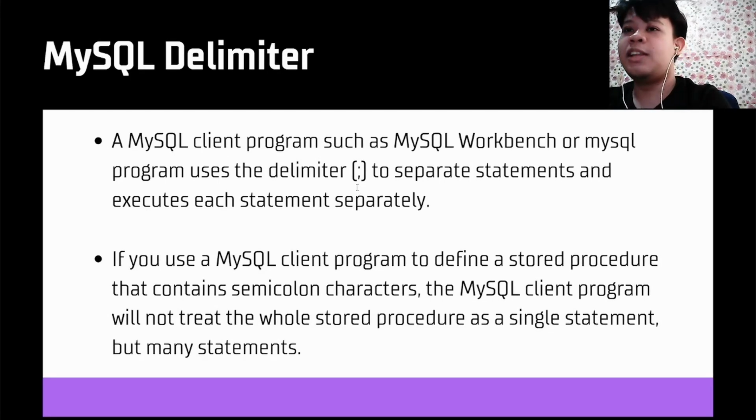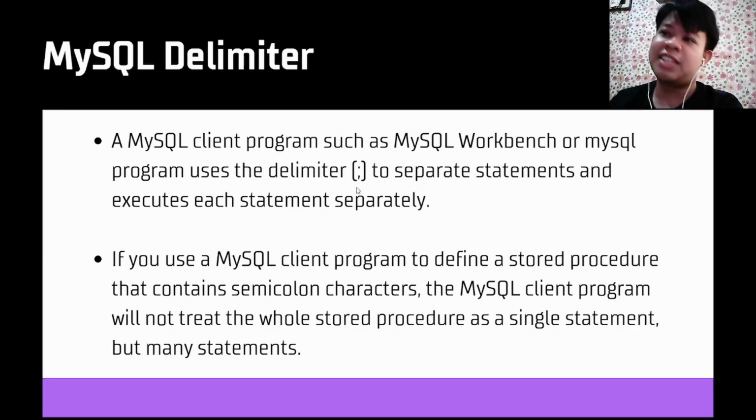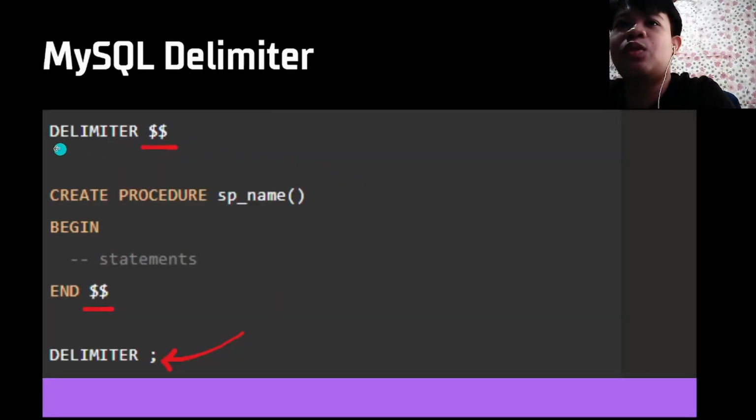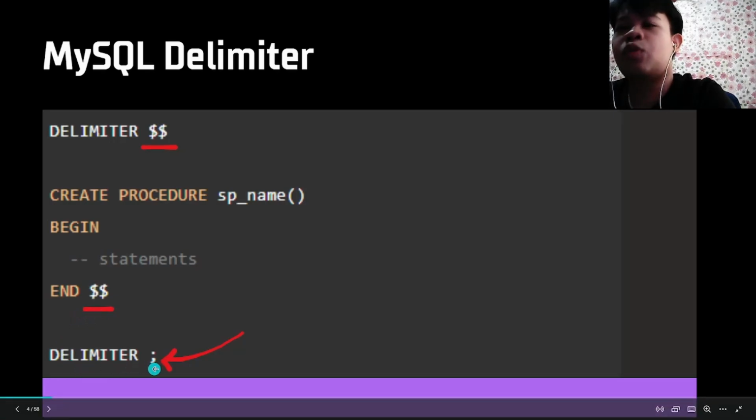So first, the delimiter. A MySQL client program uses semicolons as the delimiter to execute statements separately. So if we use statements inside the stored procedure using the same delimiter, there will be a lot of mess. So in here, first, we change the delimiter to $$ signs. And after that, we create the procedure: we begin the procedure, write the procedure statements, and we end using the delimiter that we set earlier. And after that, we change the delimiter back to a semicolon.